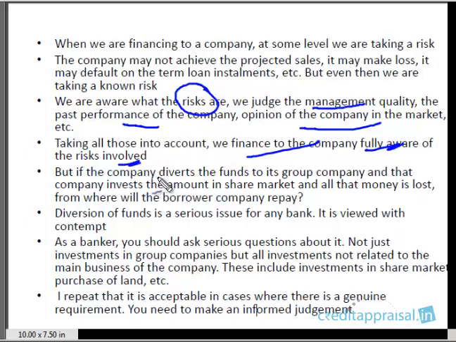But if the company diverts the funds to a group company, right? And if that company loses, maybe that group company has invested the entire amount in share market and all the money is lost. So how will this borrower company repay? So that is why diversion of funds is a very serious issue. We don't know what those funds are going to do. Ultimately, they might end up in some real estate or share market, and we didn't sanction.